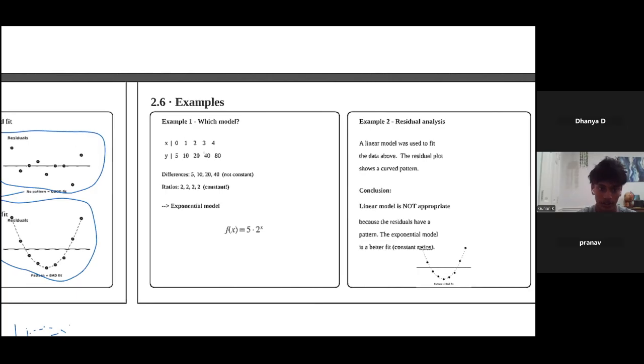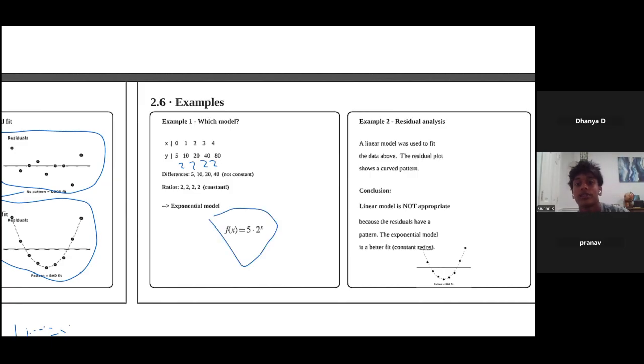You have to recognize right away that there's a ratio. 5 times 2 is 10, 10 times 2 is 20, etc., right? So we do 80 divided by 40. That's going to be 2. So we write that. 40 divided by 20, 2, 20 divided by 10, 2, 10 divided by 5, 2. Okay, so the ratio of all these is the same, so it is going to be an exponential model, as we can see right here.